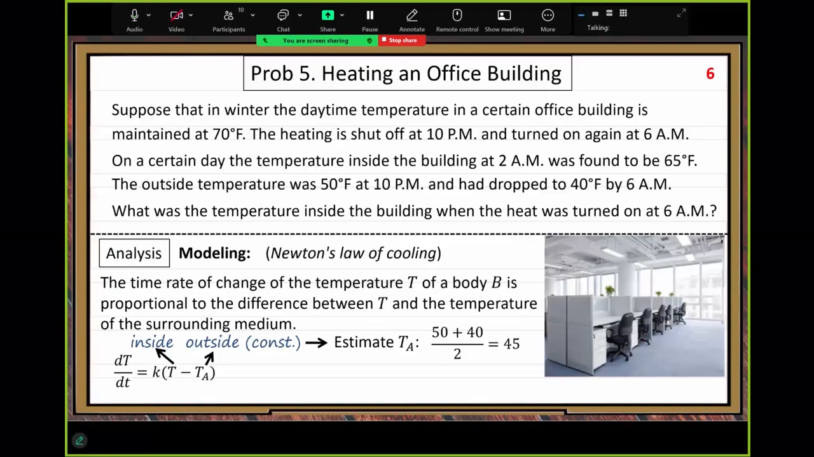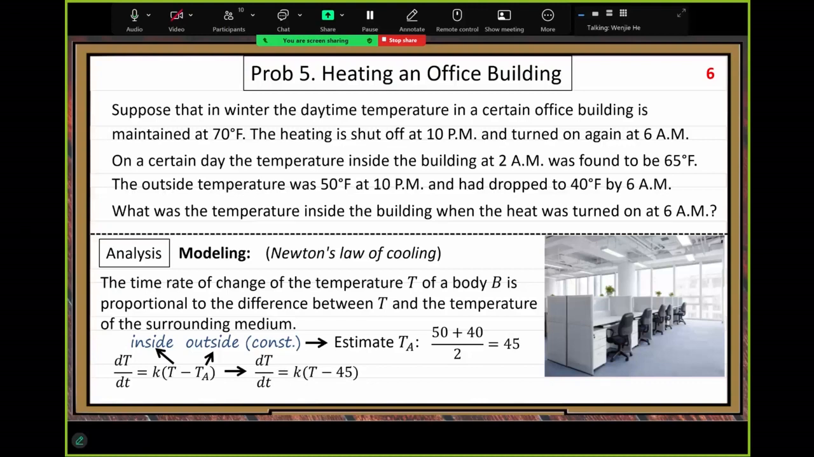At least it's better than 50 and better than 40, right? Something in the middle, not too extreme, balanced. That's the usual way that people do it. 45. All right. Now we have a concrete equation.